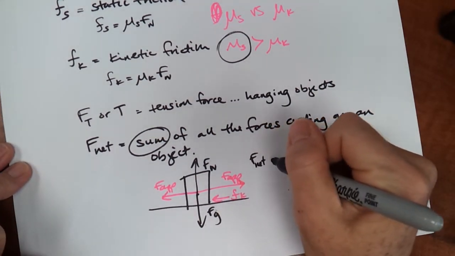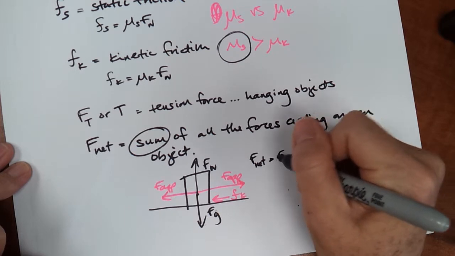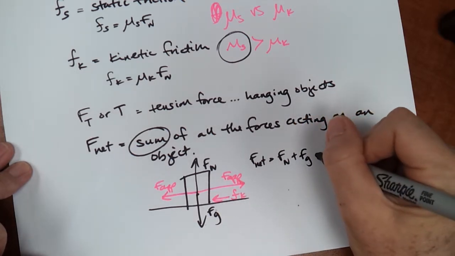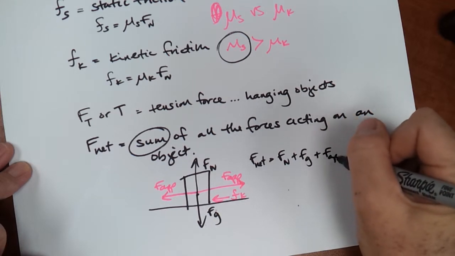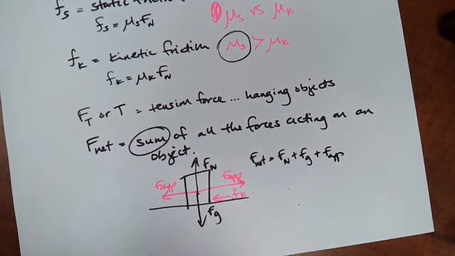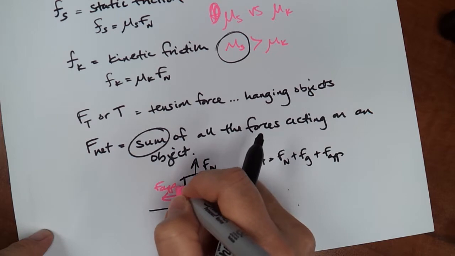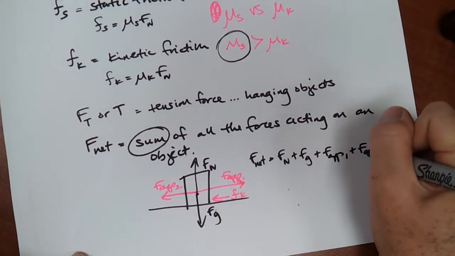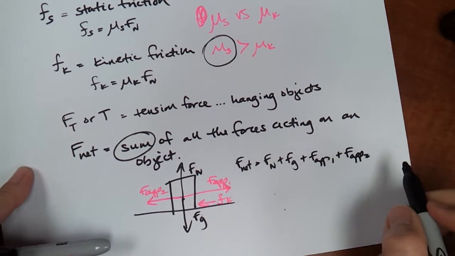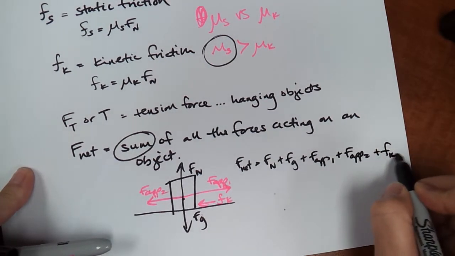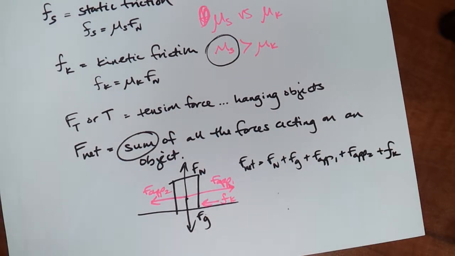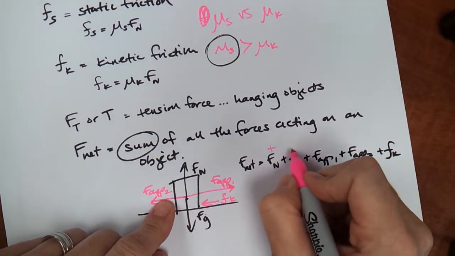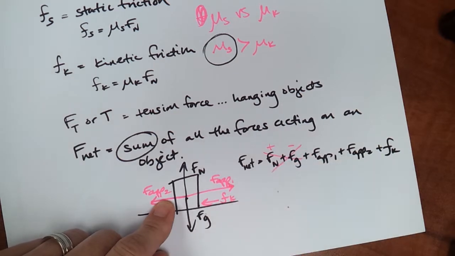So I would just write Fnet equals normal force plus Fg plus Fap. And I'll label that as Fap1, Fap2 to keep them straight. Plus Fk. So I know this is a positive value. When I plug in, I know this is a negative value, and I know they cancel out, right?